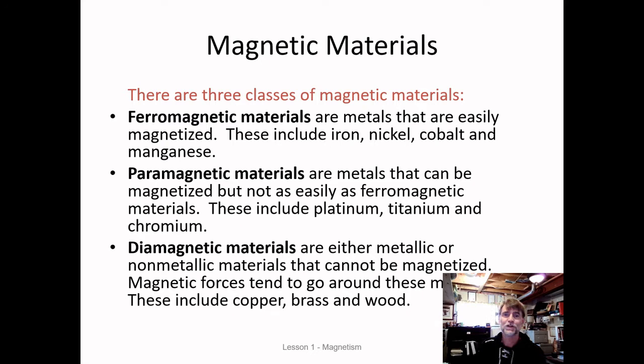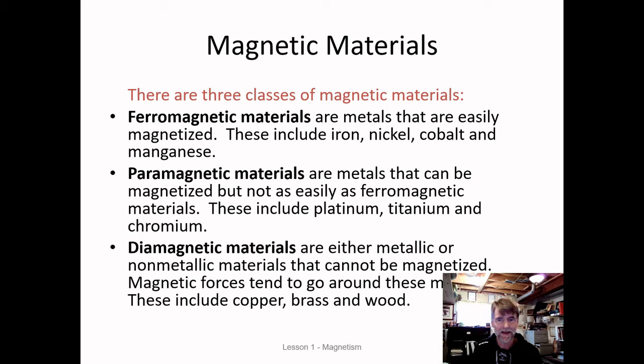So, first of all, I forgot to ask Pete how much he covered of magnetic materials last term. I believe you probably already got ferromagnetic, that first introduction to magnets, that I will throw out once in a while. Let's just take a look at this. Ferromagnetic review: these are metals, iron, nickel, cobalt, and manganese. Okay, drop to the bottom, the third point, diamagnetic.